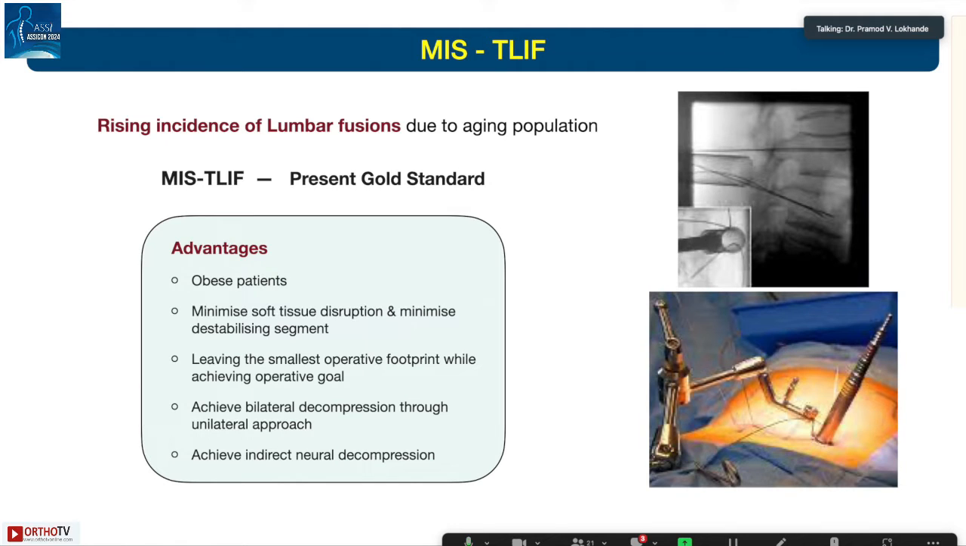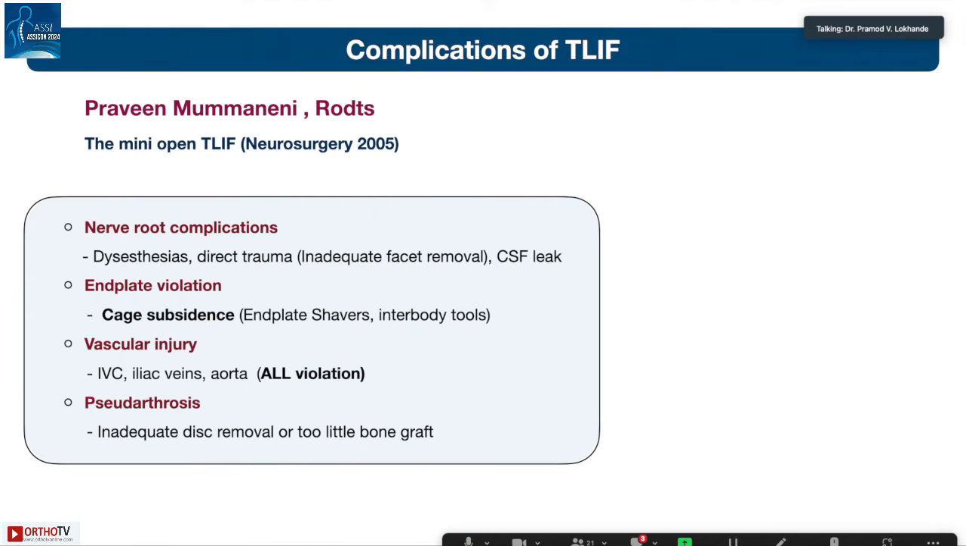And we all know that MIS TLIF is right now the present gold standard and has certain advantages over the open conventional TLIF surgeries, which we all know. But it also has its own set of complications. Praveen Mummaneni, in one of his papers, has honed down to certain complications, and these are four in number. The first one is nerve root related complications or dural tears.